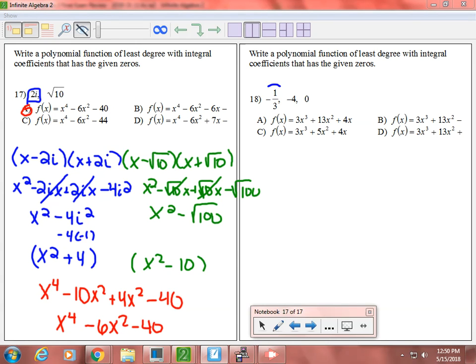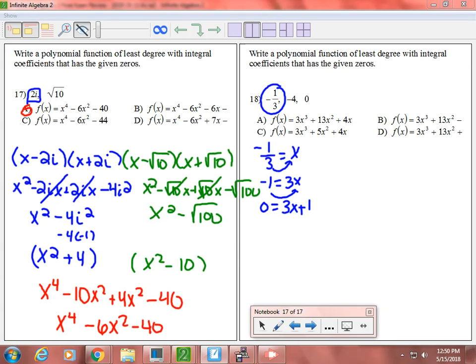So what you need to remember is how to do this. I need to take negative 1/3 and set it equal to x. So now I'm going to move this to the other side, and I get negative 1 equals 3x, and then I'm going to add that to the other side and get 0 equals 3x plus 1.